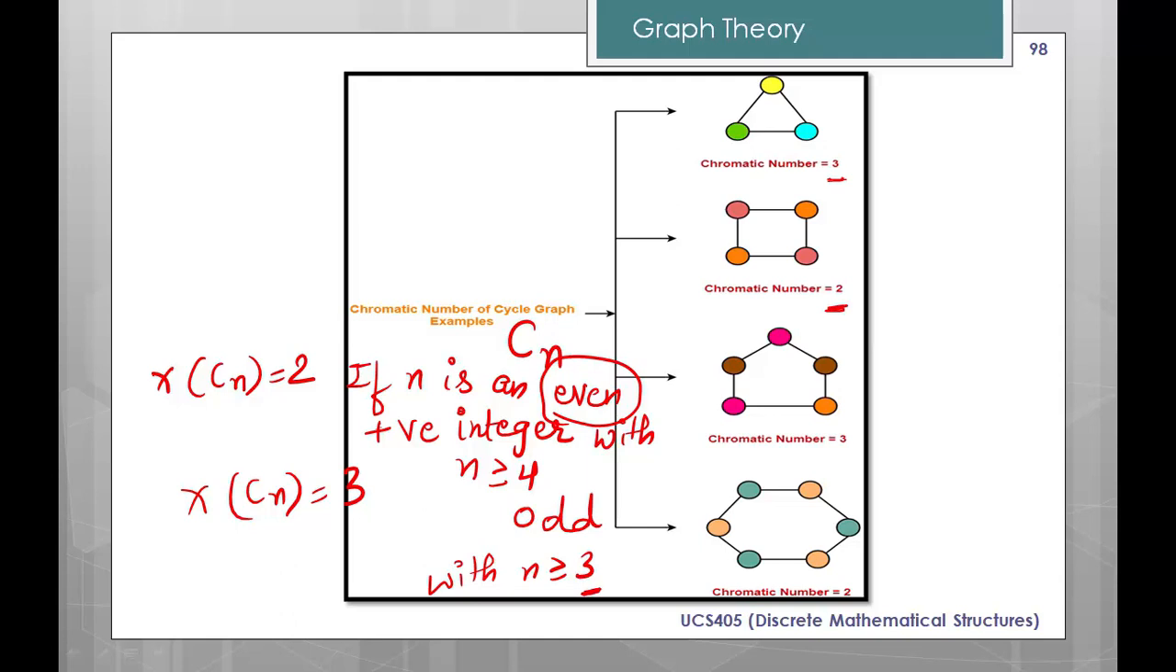So in this case, if there is an odd number of nodes, see, 5 is odd and 3 is odd, we require how many colors? 3. That is the fixed condition in the case of a cycle. If the number of nodes is even, see the examples: this one contains 4 nodes and this one contains 6 nodes. So our chromatic number is 2. The chromatic number is the minimum number of colors required for that particular graph.